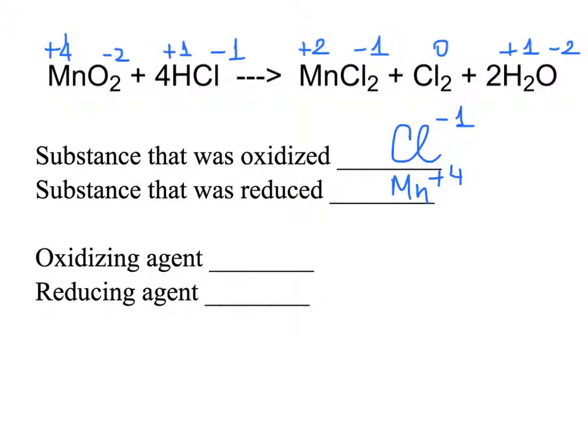So who was oxidizing agent? We pretty much switch what we have here. The oxidizing agent would be manganese +4 because it was accepting those electrons and was helping to oxidize chloride ions, and Cl- were our reducing agents because it was helping by giving off the electrons.